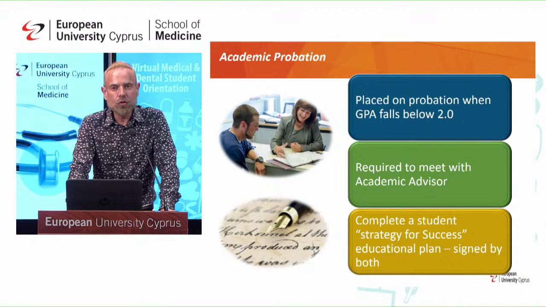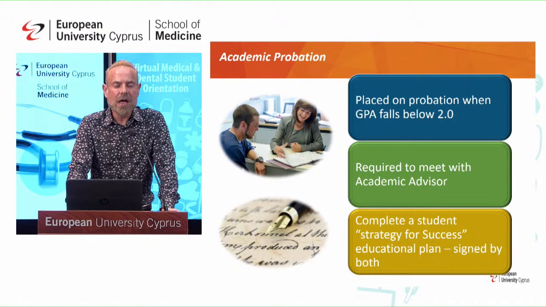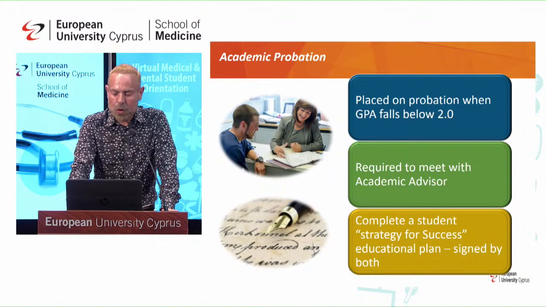And finally, once you meet with your academic advisor, you are going to sign the Strategy for Success document, which is an internal document of the School of Medicine, which defines the ways for you to improve your GPA. Consider this as a plan, and this plan has 2 parts: the role of the advisor, and your role in order to improve. Both roles are equally important, and student success is dependent on the fulfillment of both roles.